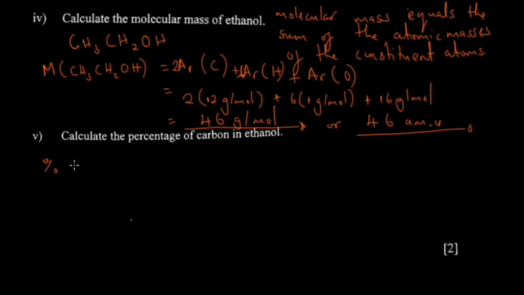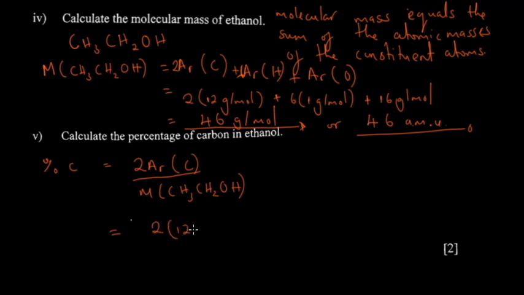Now calculate the percentage of carbon in ethanol. The percentage of carbon equals the share of carbon, so it's 2 atoms times 12 grams per mole, divided by the molar mass of CH3CH2OH, which is 46 grams per mole, multiplied by 100%.